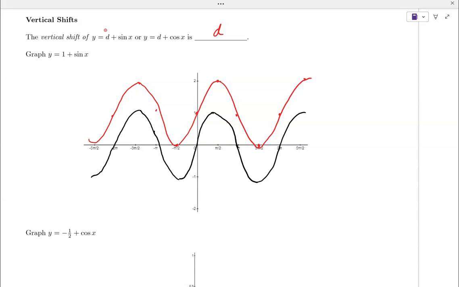Nothing fancy, right? So you would do the exact same thing for the cosine, except in this case, what would you do with the original cosine? For the second example that we have in there. What would you do with the original cosine graph? Down a half of a unit.